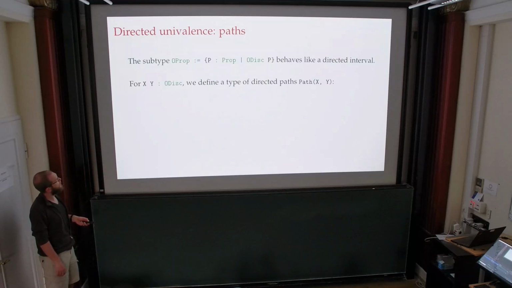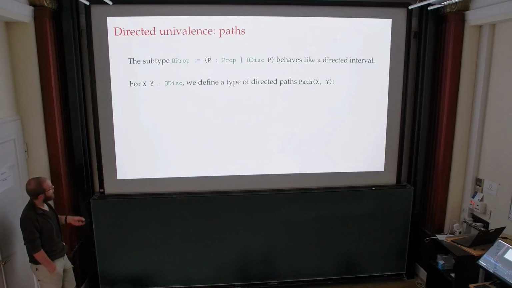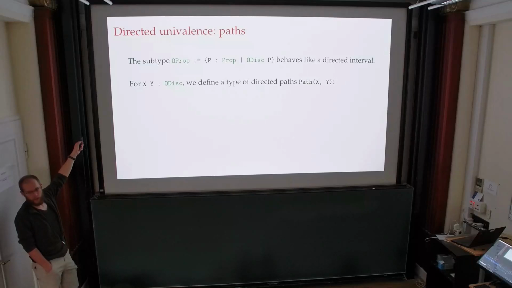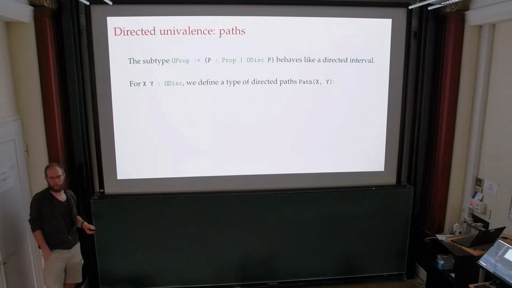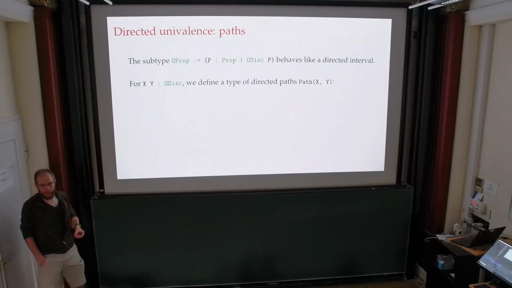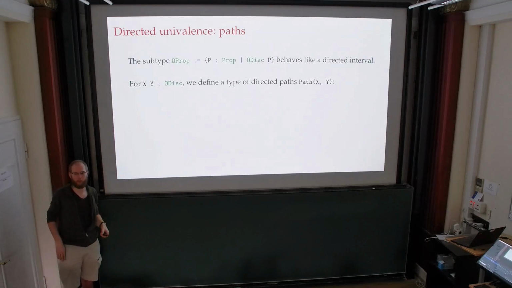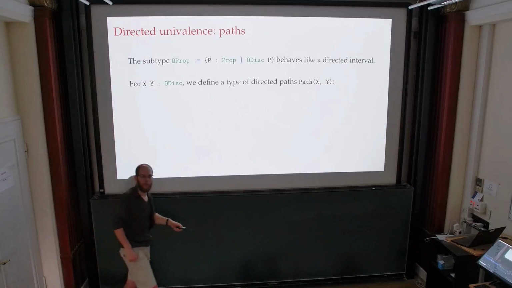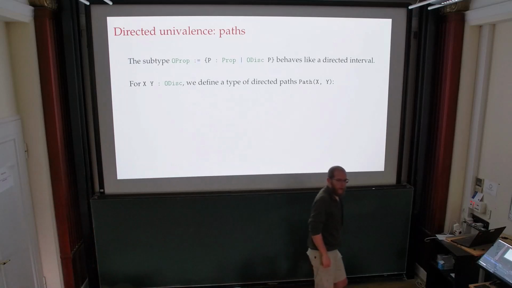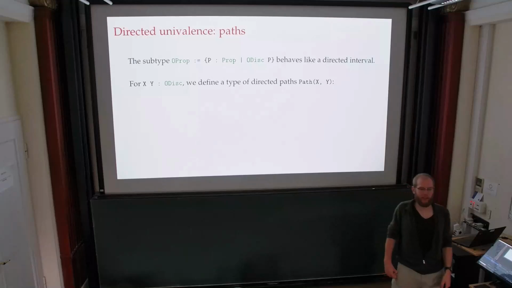And so how does that work? Well, we make another definition. Whenever we have two ODisc types, X and Y, then we're going to define a type of directed paths from x to y. And what does that look like? So x and y are like points in the universe, and now we want to describe what directed paths look like. Can you say what ODisc is in condensed sets? Yeah, next slide.